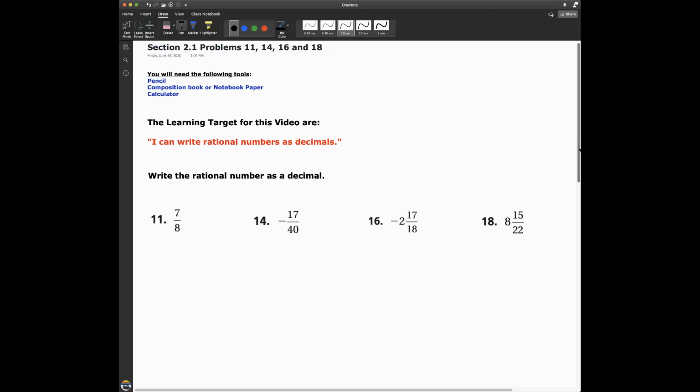You need a pencil, composition book, or notebook paper, and you will need a calculator for this one. We're going to work these problems out on our calculator, so you'll need one. If you don't have one, you'll have to do some long division by hand, which is fine.